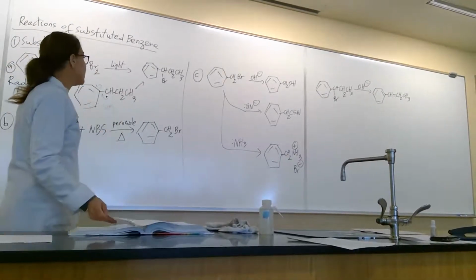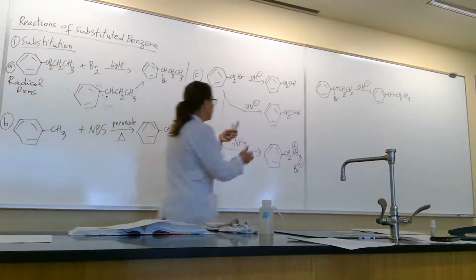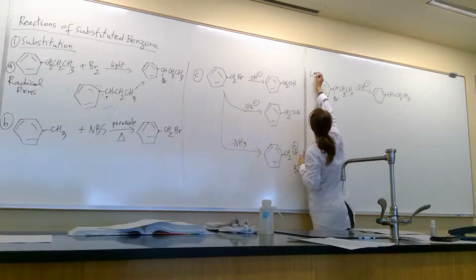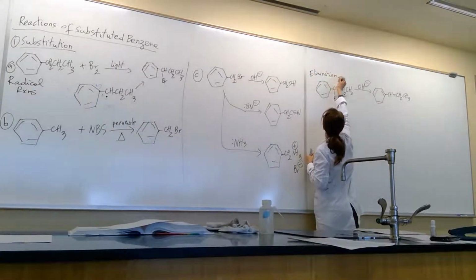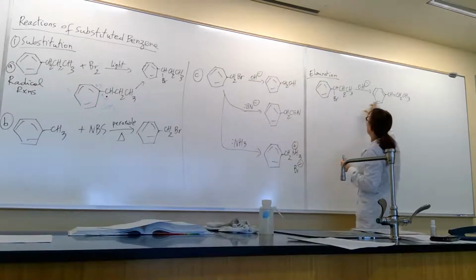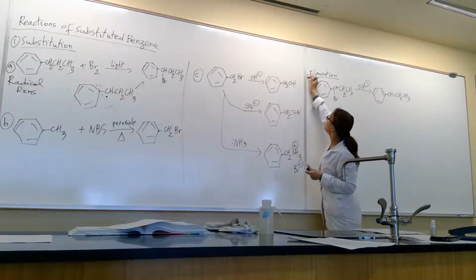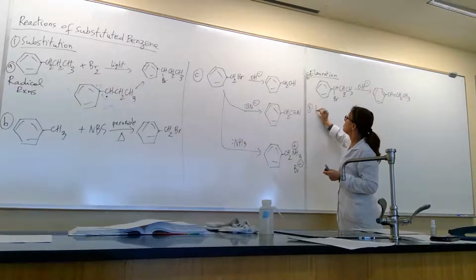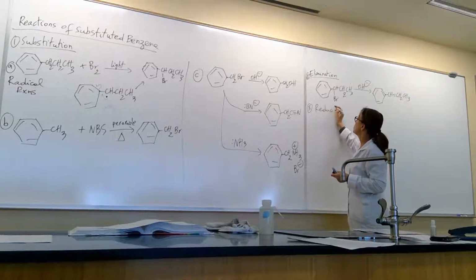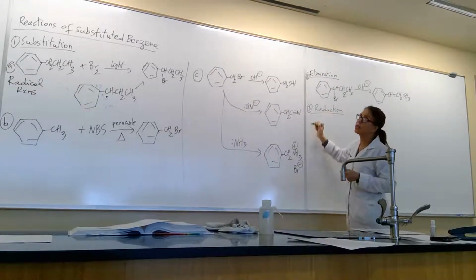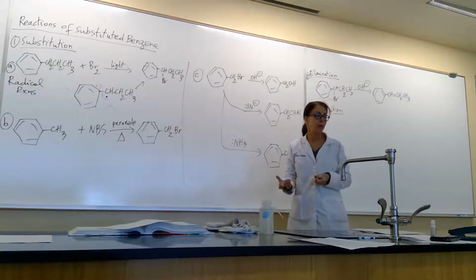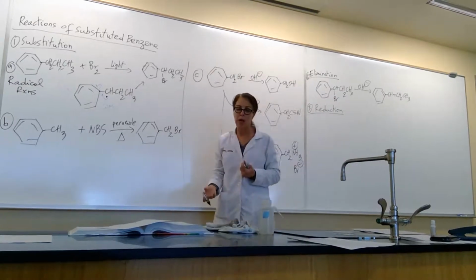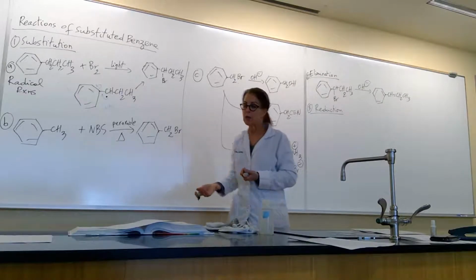Okay, so all of these are substitution. This is elimination. And again, why is elimination happening? It's because it is conjugated. Then we can do reduction. So what is reduction? It means you add hydrogens. That's what reduction means. To a molecule, you add hydrogen.